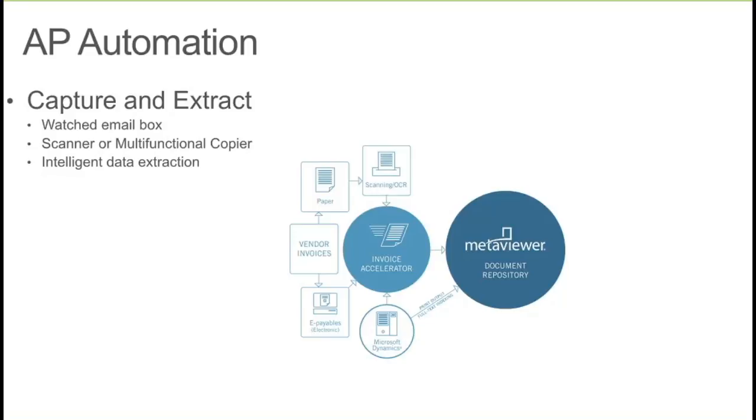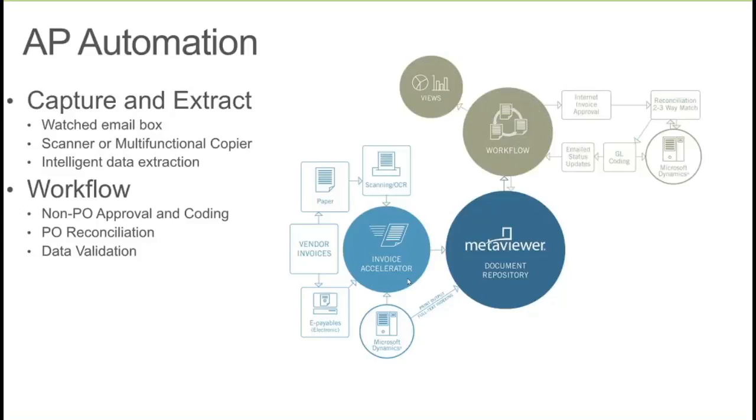Once that happens, it goes into that same tool, that Invoice Accelerator tool, that's going to intelligently read that document and extract the data and deliver that document into workflow. Our electronic documents do not require that OCR. They go right into Invoice Accelerator because they already have text, whereas the paper documents, we use that extra step to convert it back into text and then feed it into that tool.